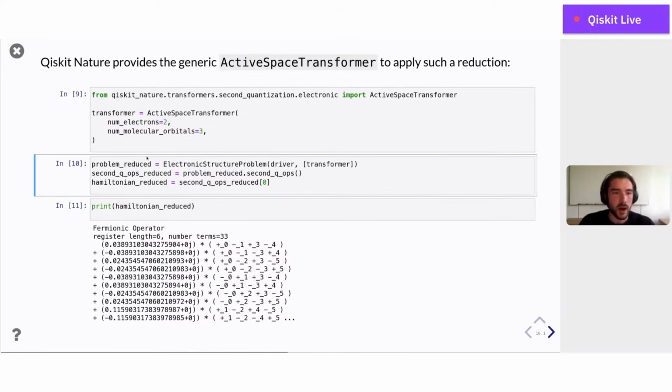And we can now construct a new electronic structure problem. I'm calling it problem reduced to state that it's a reduced size. Here we again pass in the driver as the first argument, but also a list of transformers as the second argument. We can now again look at the Hamiltonian. What we will see is that the register length is now only 6 instead of 14, which matches the 3 molecular orbitals mapping to 6 qubits. You can also see that the number of terms has greatly decreased. Now there are only 33 terms compared to the 1085 that we had before.